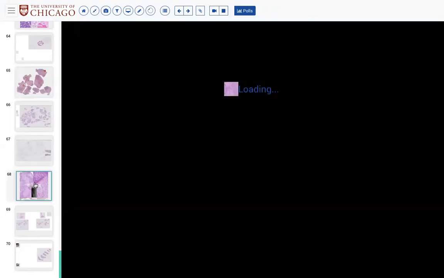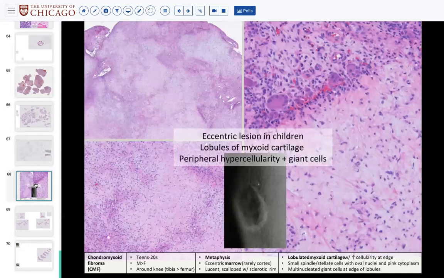I'll show you the slide before I show you the rest. So here's the classic appearance of this sort of lobulated architecture with peripheral hypercellularity. And occasionally, in the case that we saw, I don't really see many of these or any of these, but sometimes you do see giant cells, osteoclast-like giant cells in these areas of hypercellularity at the periphery. So sometimes this is grouped in with the giant cell rich lesions. Sometimes it's grouped in with the chondroid lesions. But this is essentially another one of these long bone lesions of kids, usually in the marrow. And here's a nice radiographic appearance of it.